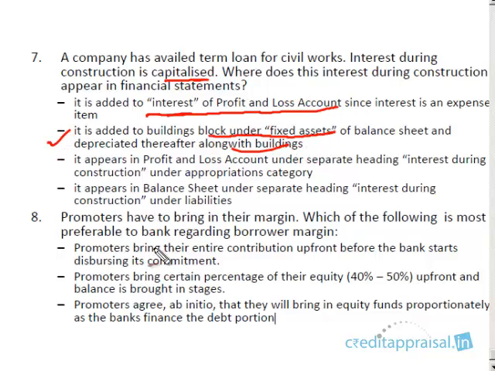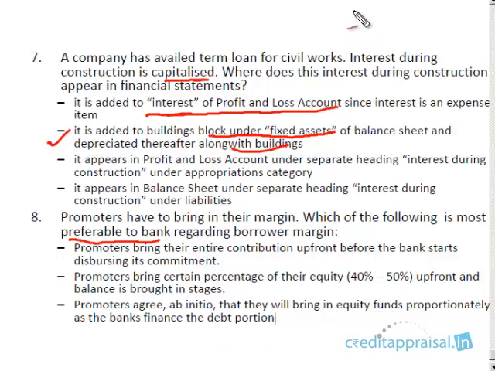Question number 8, promoters have to bring in their margin. Which of the following is most preferable to the bank? If you're a banker, which is the most preferable option regarding the borrower's margin? First one, promoters bring in their entire margin upfront before the bank starts disbursing its commitment. Second, the promoters bring in a certain percentage of the equity, say 40-50% upfront, and then the balance is brought in proportionately. Third, promoters agree that they will bring in funds proportionate to the bank finance.